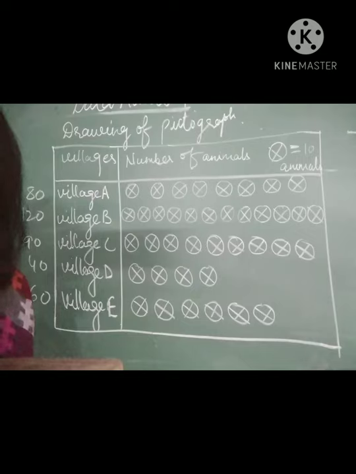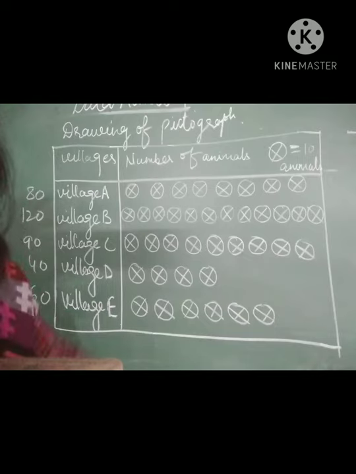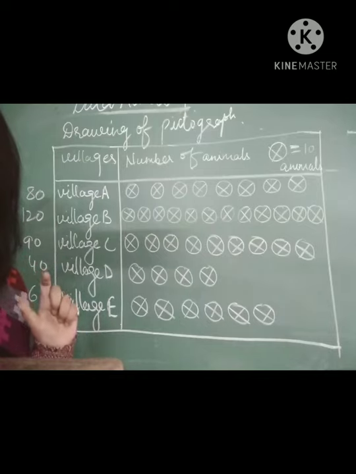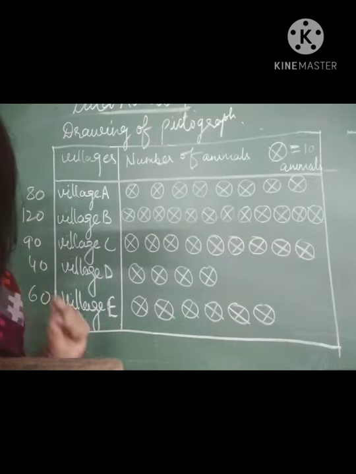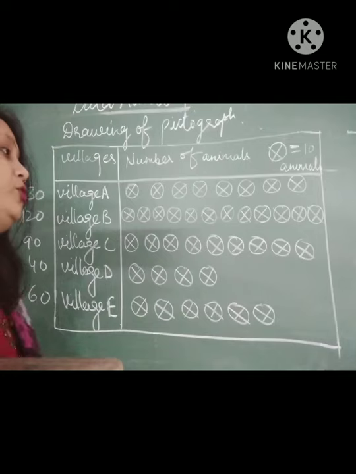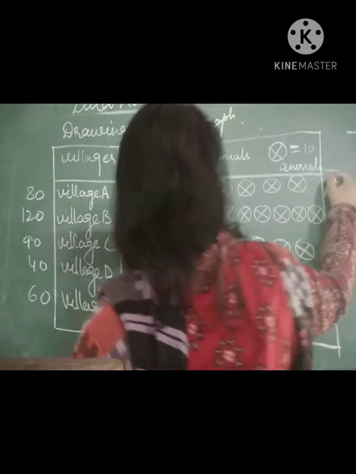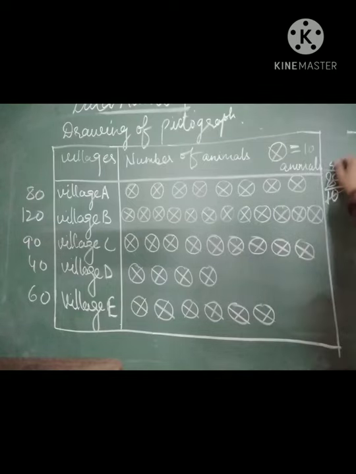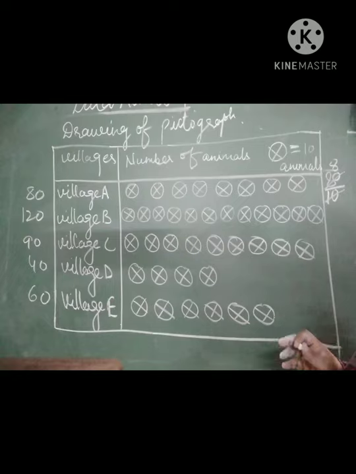How many animals are there in village A? 80, and the scale is already given in the question: one picture represents 10 animals. If one picture represents 10 animals, then to represent 80 animals, how many pictures do we have to draw? 80 divided by 10, that is 8. To represent 80 animals, we have to draw 8 pictures.